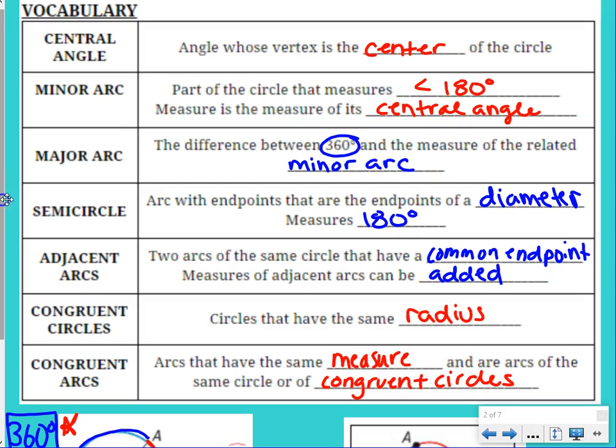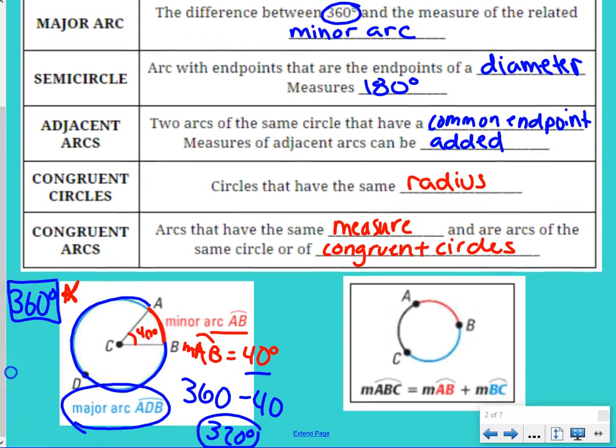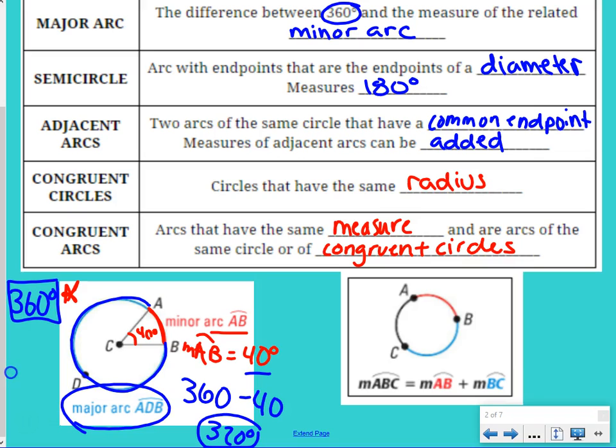All right, and the other picture that you guys have would be a picture of adjacent arcs. So we have arc AB and arc BC are adjacent because they share endpoint B. And we can sum the two measures.